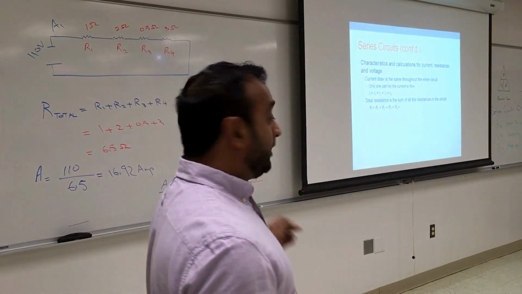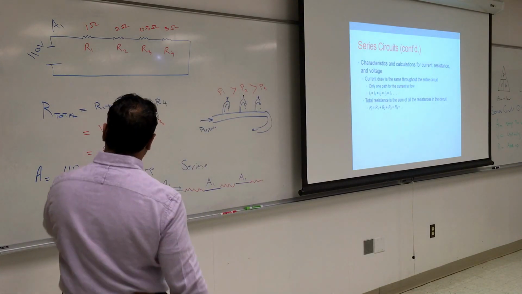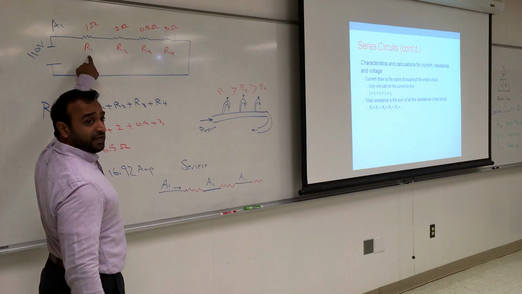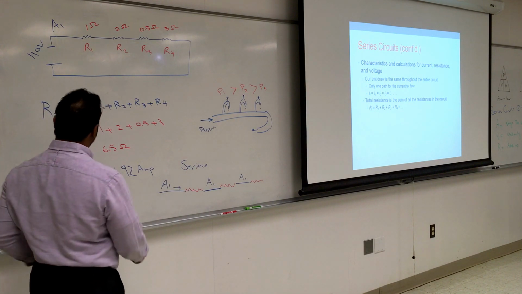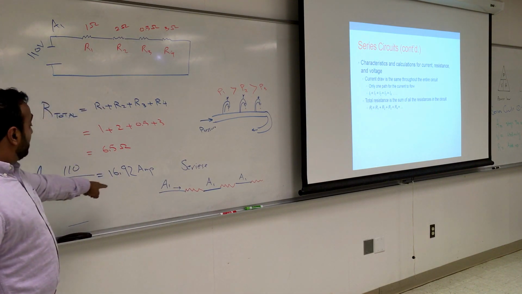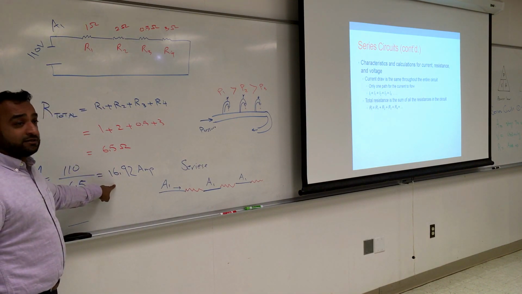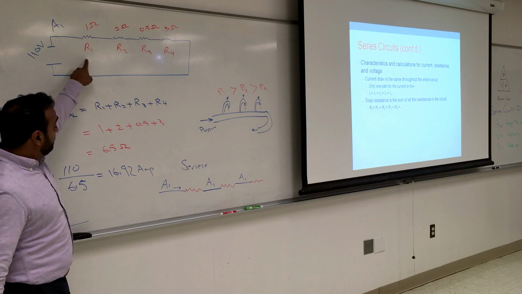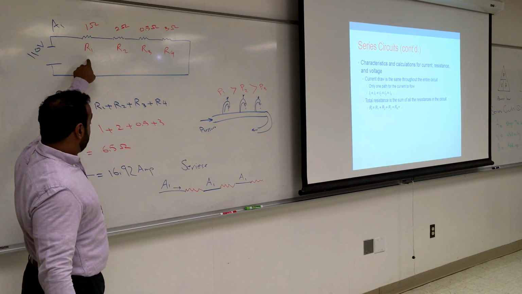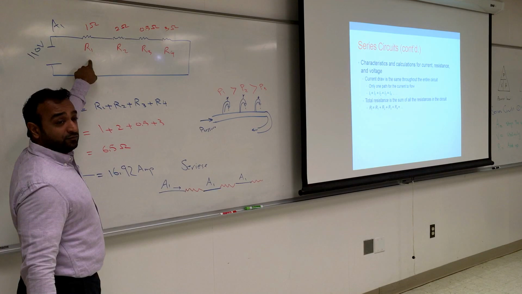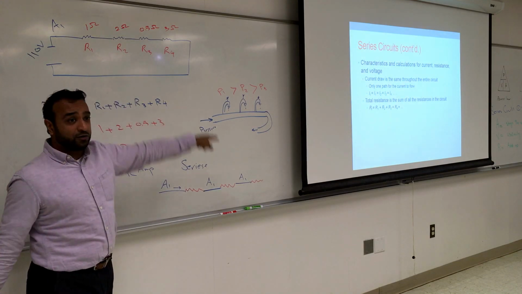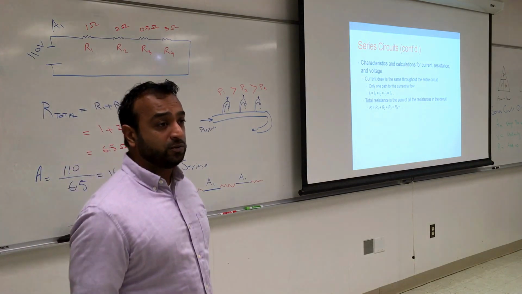And if I want to find the voltage drop across the first resistance, I have the amperage and I have the resistance, and I will just multiply that amperage by the resistance. So the first voltage drop is going to be 16.92 volts, and so on and so forth until the end. If you add them all, they're going to be the same.